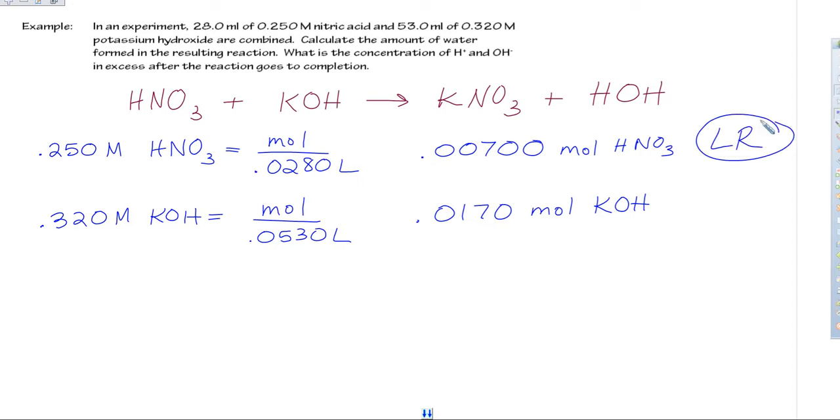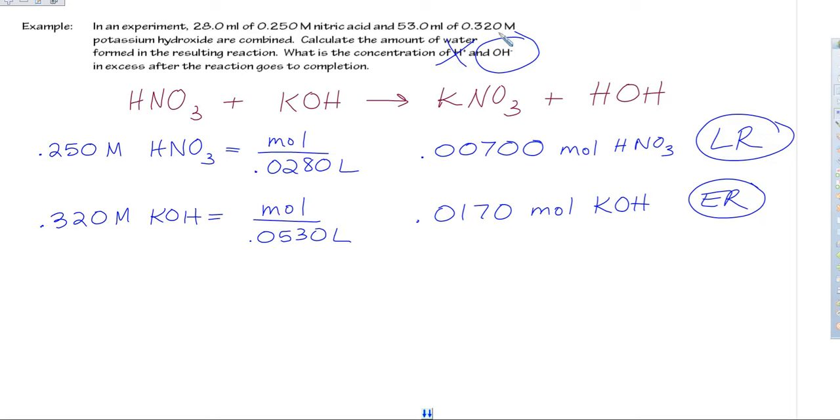Okay, so if I look back at the problem, at the end it says, what is the concentration of hydrogen and hydroxide in excess after the reaction goes to completion? Well, guess what? There's not going to be any excess hydrogen. I can cross that off right away. The hydrogen from the acid, that's the limiting reactant. That will all be turned into water. So I really only have to focus on the hydroxide when I get to that point. There will only be excess hydroxide.